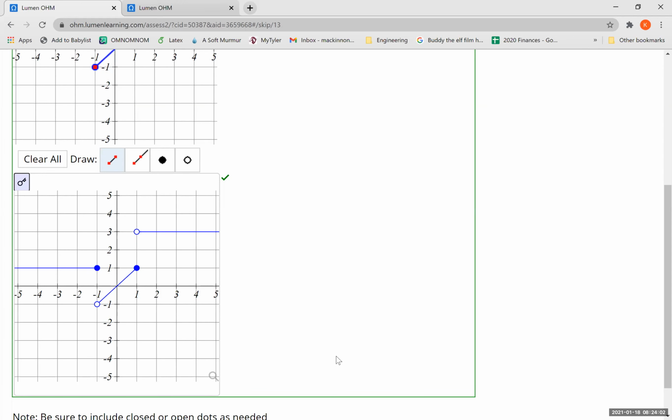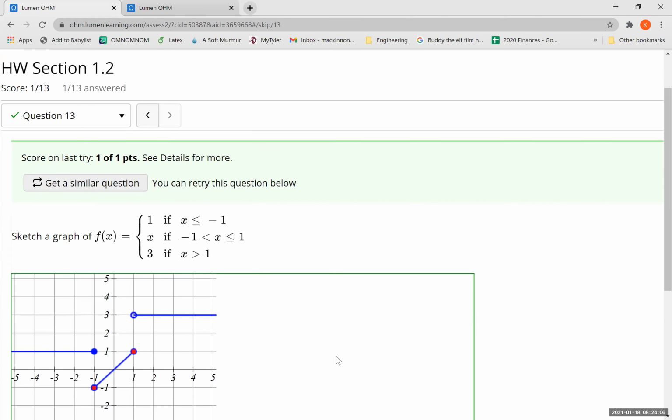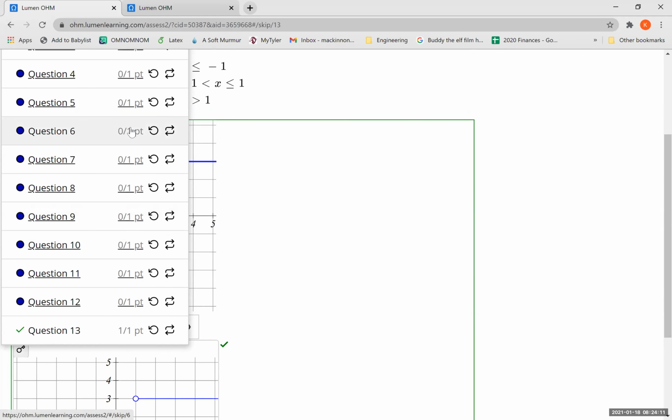That's the graph that we're trying to replicate, and we have the tools on Lumen, which aren't glamorous, but they're fine. They're not the worst. I've definitely seen worse tools out there.